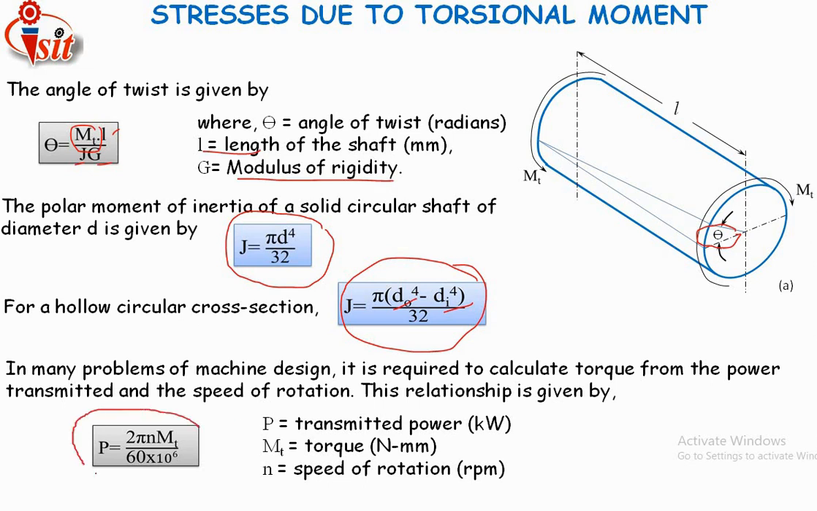Now this is the basic equation of power, how we can calculate the power, where MT is the torque which is acting on this shaft.